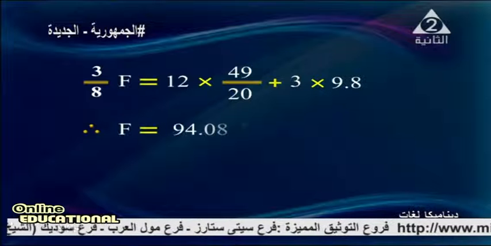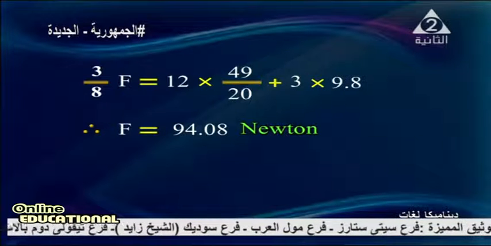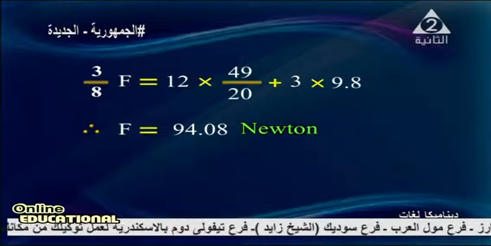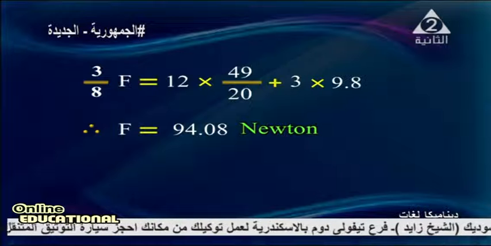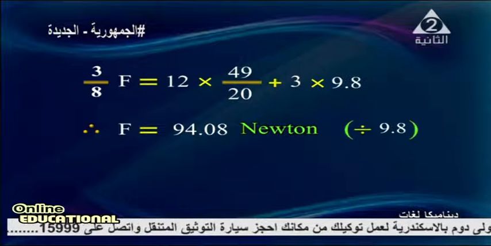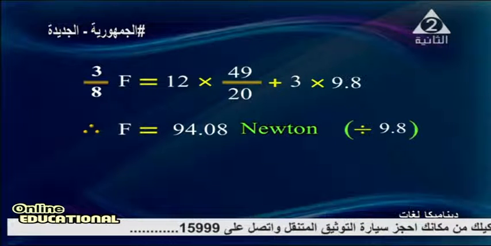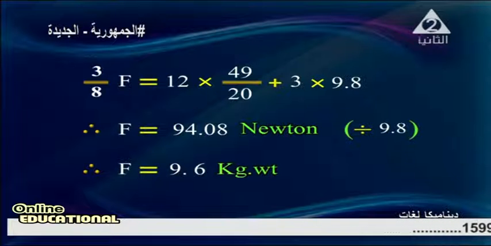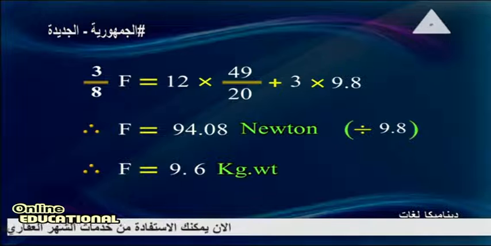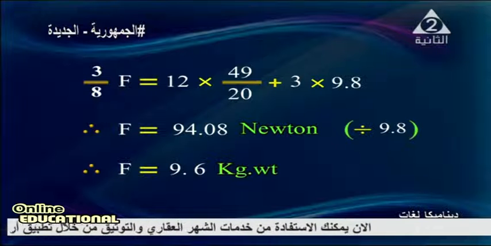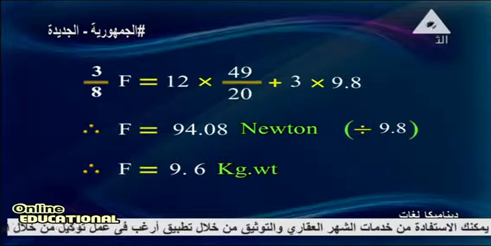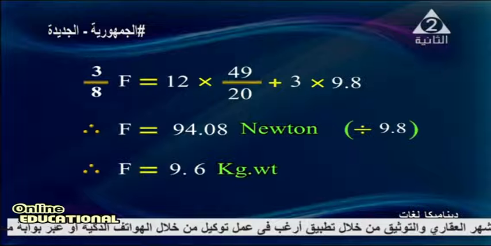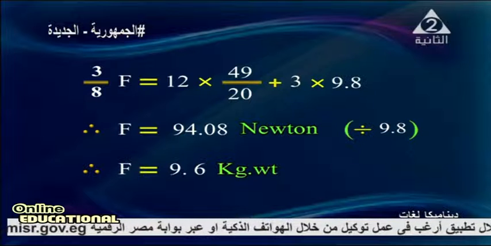The magnitude of the force equals 94.08 Newton, and we can divide the magnitude of the force by 9.8 to get the force in kilogram weight. Then the force equals 94.08 divided by 9.8 equals 9.6 kilogram weight. Another example.